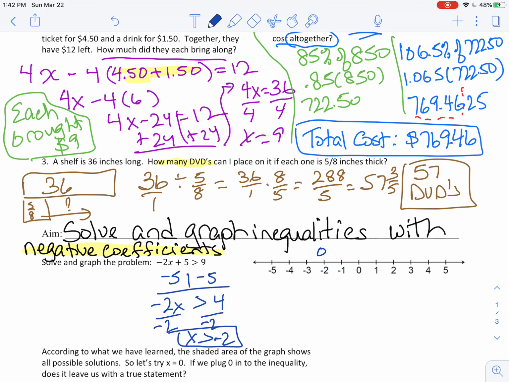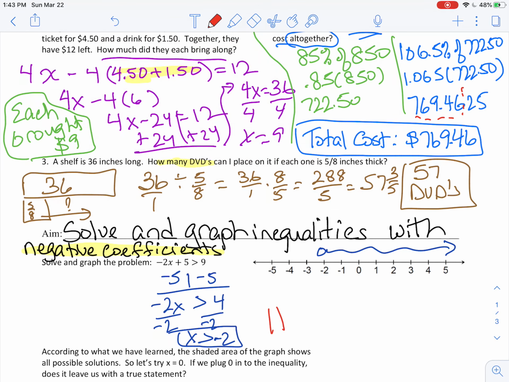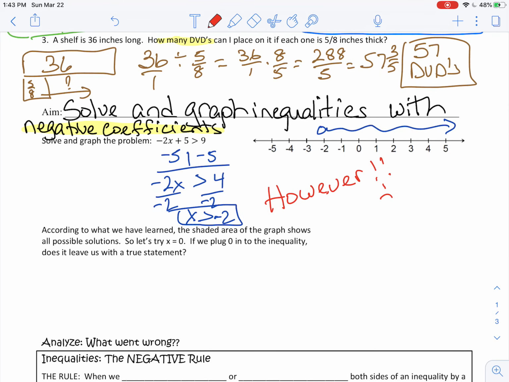Okay, now we'd go ahead and graph this. No equal sign, so we keep it as a hollow dot, and we want all the x's that are greater, so we're going this way. However, I'm going to write that doesn't work, and we'll show you why.